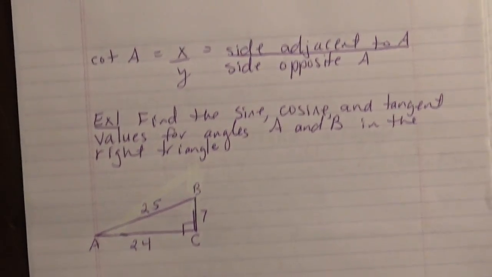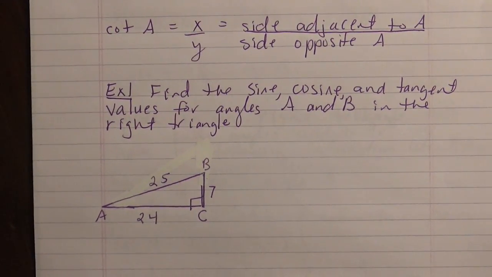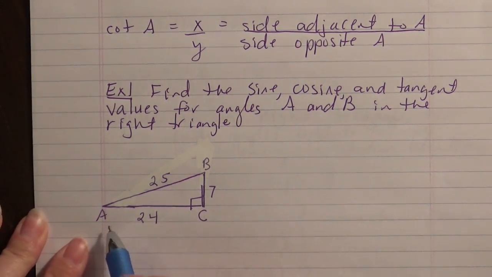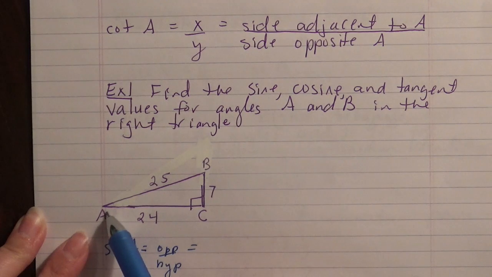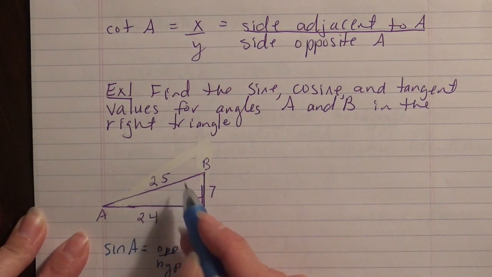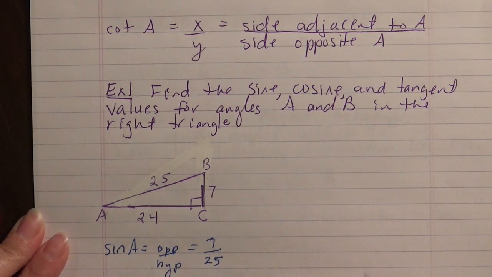Alright, let's look at example 1. Find the sine, cosine, and tangent values for angles A and B in the right triangle. When we do it for angle A, sine A is equal to opposite over hypotenuse. Which side is opposite A? Opposite A means you're way over here, so it will be 7. And our hypotenuse, of course, is the side opposite the right angle, so our hypotenuse is 25. So 7/25.